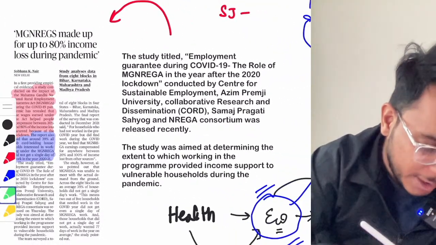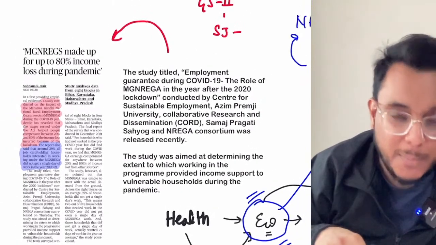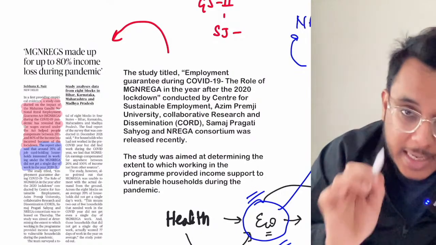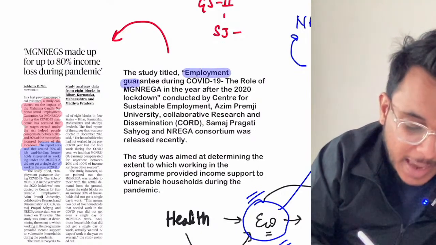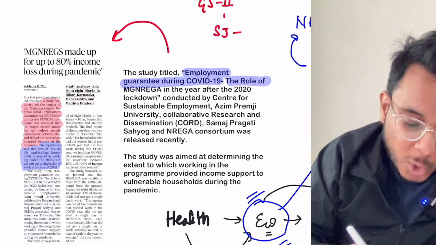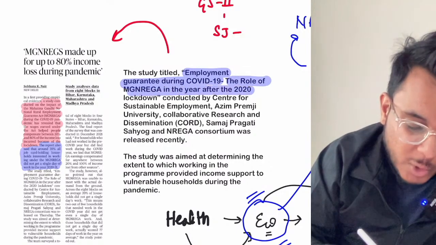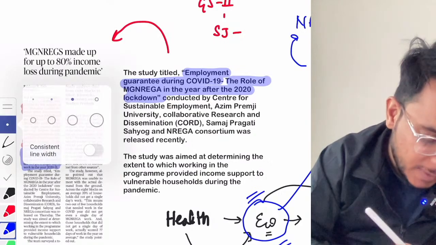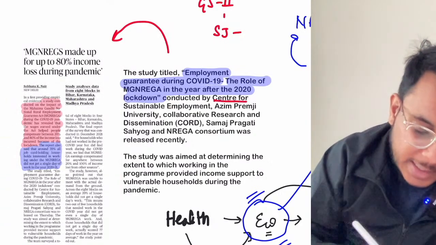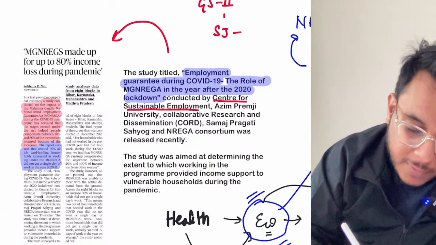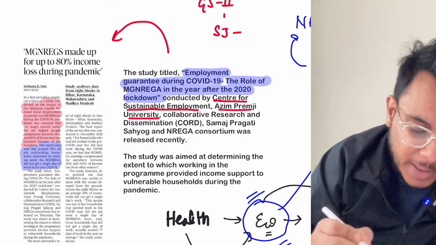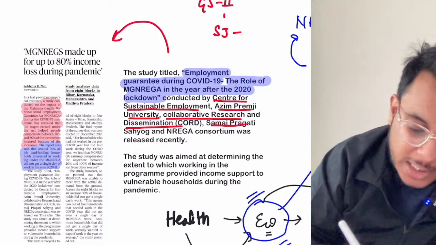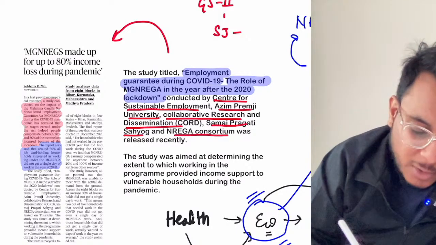And therefore, to track the impact of MGNREGA, there is a study that has been conducted. The name of the report is Employment Guarantee During COVID-19: The Role of MGNREGA in the Year After the 2020 Lockdown. Who has conducted this study? This study has been conducted by the Center for Sustainable Employment, Azim Premji University, in collaboration with Samaj Pragati Sahyog and the NREGA Consortium.